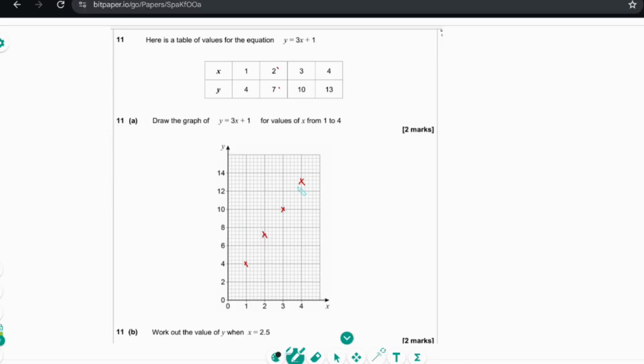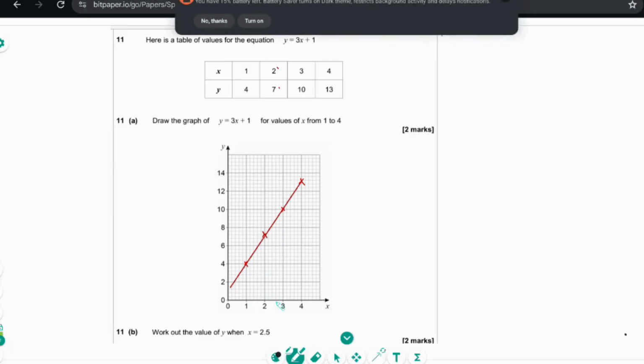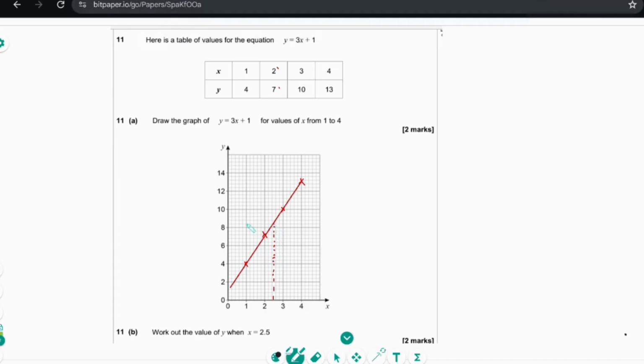And I'm going to draw a straight line. Work out the value of y when x is 2.5. So I need to find 2.5 on my x-axis, which is here. And I'm going to read across, which takes me to just above 8 here.